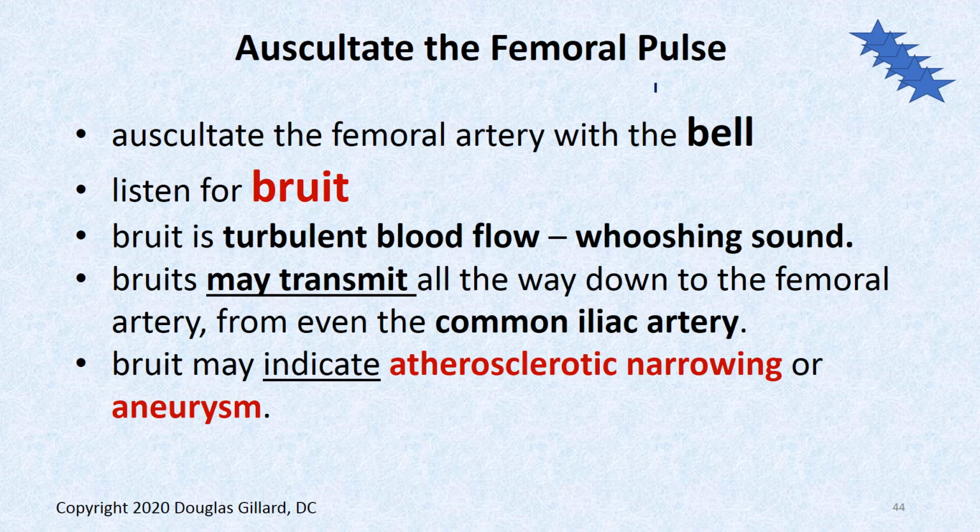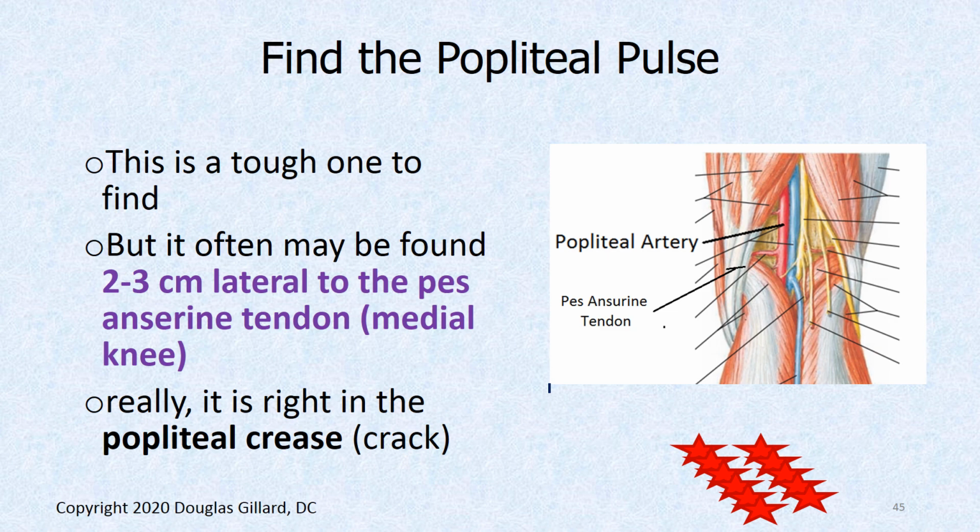If you're going to be auscultating the femoral artery for a pulse, sometimes you get a bruit. You get aneurysms in the femoral artery. Make sure you use the bell. Bell for B, bruit. Bruit is turbulent blood flow, usually caused by atherosclerotic narrowing upstream from that. It can be from an aneurysm, could be from both though.